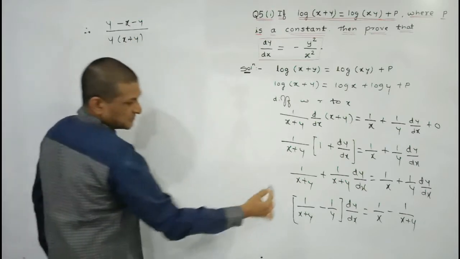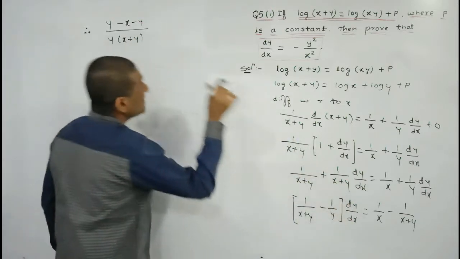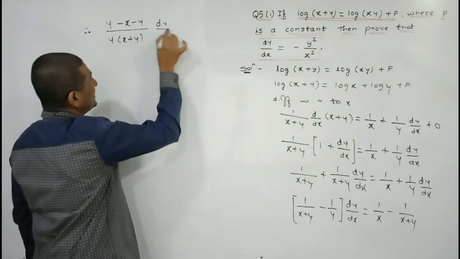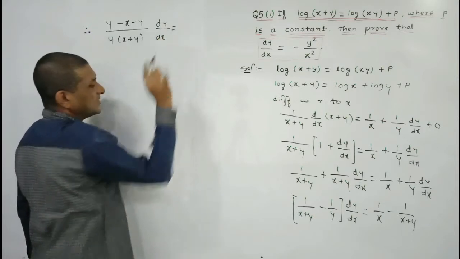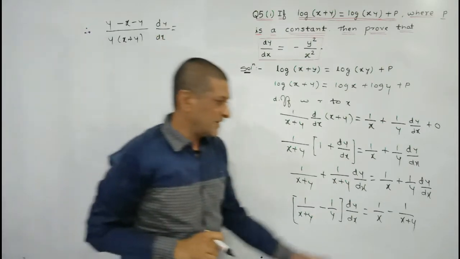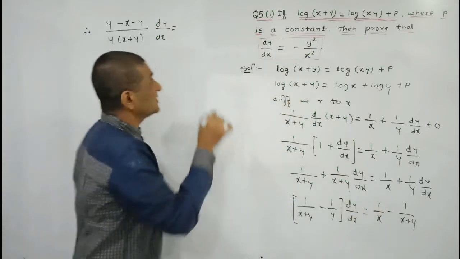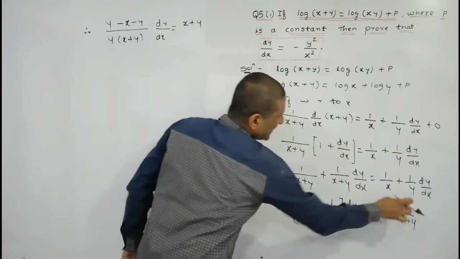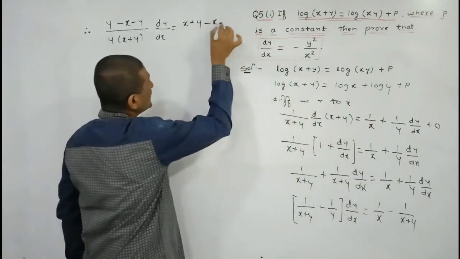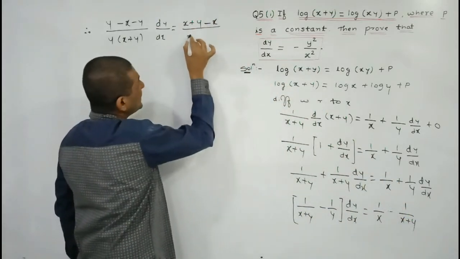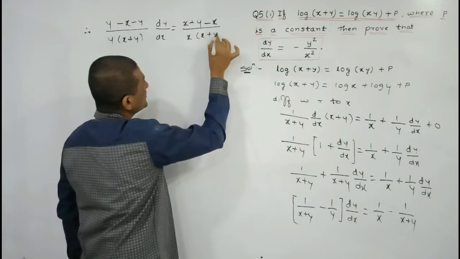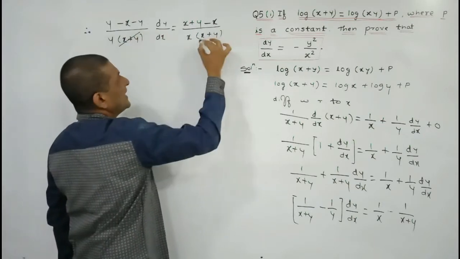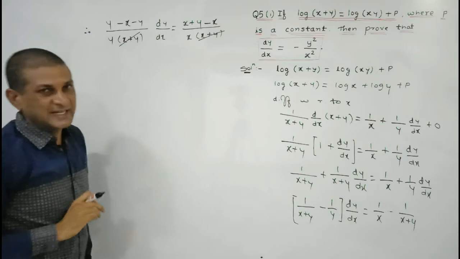Just simply here we have taken cross multiplication, keep this dy by dx as it is, into dy by dx. On the right hand side also we are taking cross multiplication. x plus y into 1 will be equal to x plus y, and here x into minus 1 will be equal to minus x divided by x into x plus y. So here x plus y and x plus y on both sides will get cancelled.